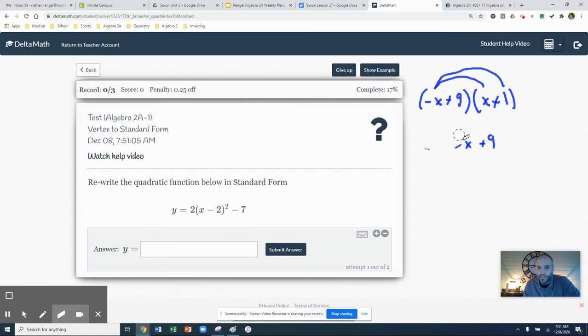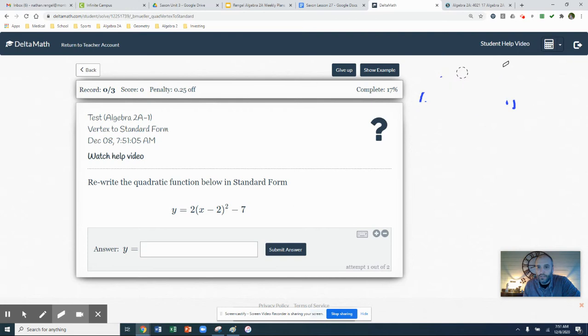Just give me a second here. I'll erase this. Okay. So vertex to standard form, we've got 2 times x minus 2 squared minus 7, and we want to get this into standard form. First thing, using this x minus 2 squared means I'm going to do x minus 2 times x minus 2. So I'm going to have a 2, x minus 2, x minus 2, and then minus 7.